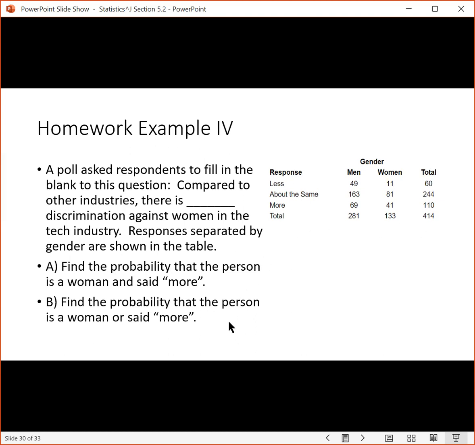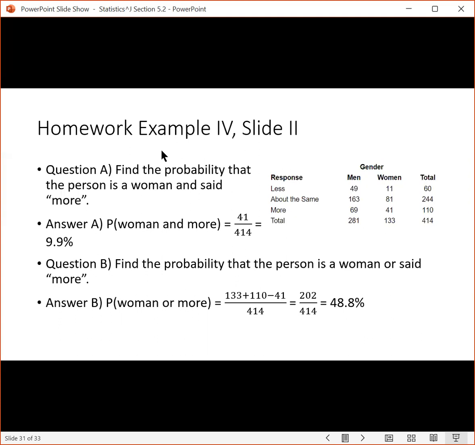Find the probability that the person is a woman or said more. You only need to meet one of the two criteria to be in there. Here are the women, that's 133. Here are the mores, that's 110. But then we have to adjust for the fact that we've double counted the 41. The 41 is counted in the 133 and in the 110, so we need to remove that by subtracting it off at the end. For a woman and more, we get 41 out of 414, that's 9.9%. For a woman or said more, we've got the 133, the 110, and then we subtract off the 41 because we've double counted it, and we get a result.